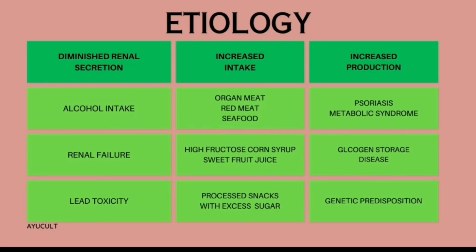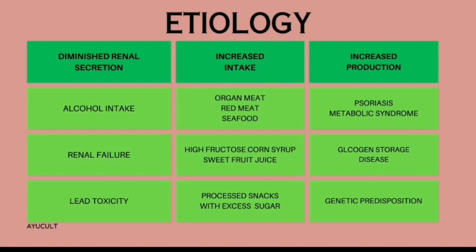Now let's look at the etiological factors, that is the causes of gout. These can be classified into three categories. First, factors that affect renal secretion of uric acid. These are excessive alcohol intake, usually beer, renal failure, lead toxicity, and even lactic acidosis.